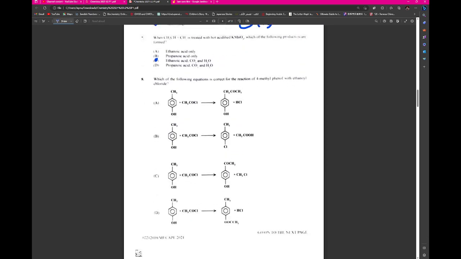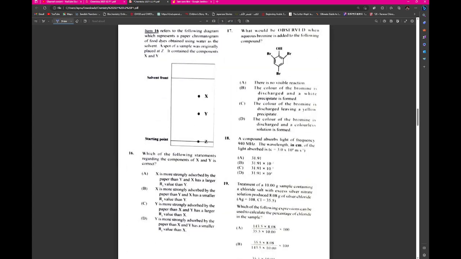Right, remember, if you have an issue with any of my answers, you can go into the comment section and let me know, and give me a valid reason as to why it needs to be changed. Which of the following equations is correct for the reaction of 4-methylphenol and ethanoyl chloride? So we know that the ethanoyl chloride is combining not to the methyl group, right? And it's going to bind to the hydroxyl group, and it's going to produce hydrochloric acid. So I think that D is the one that fits all the criteria here.